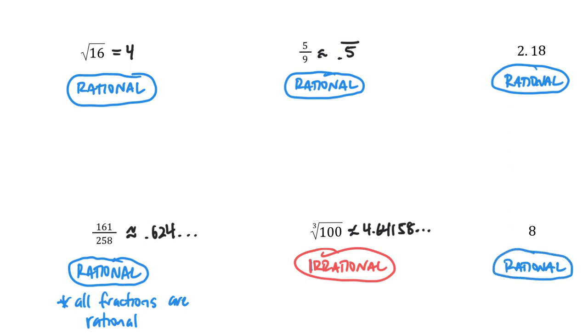So now you should be able to tell the difference between rational and irrational numbers. And as long as you have a calculator, you can identify them as well.